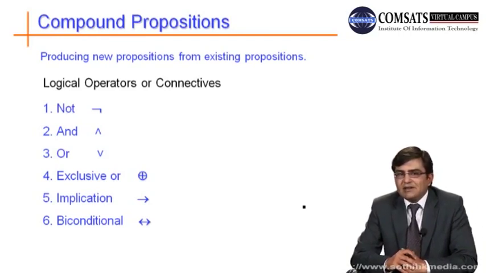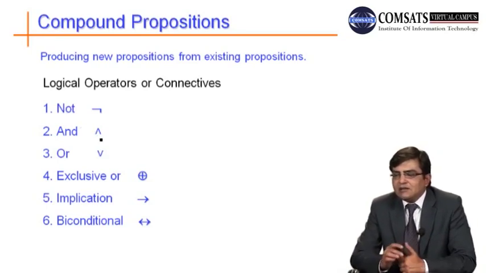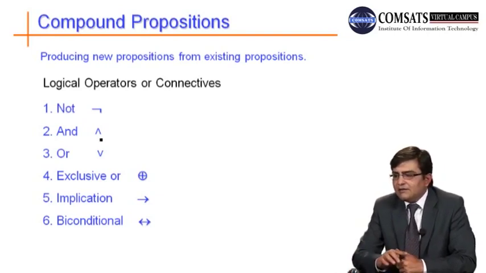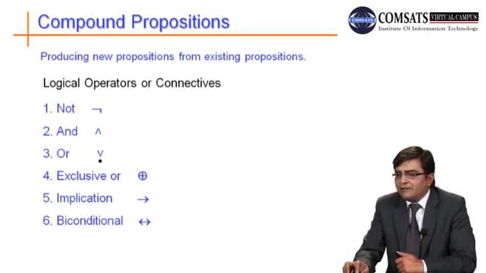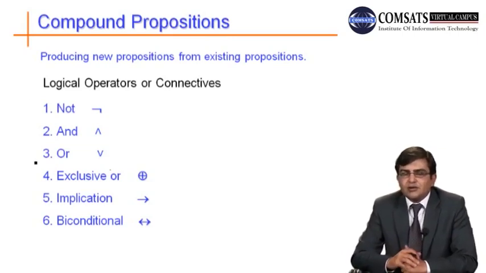The second operator is and, and it is written as the symbol given on the second number. The third operator is or, and the symbol for the or is given here. The fourth operator is exclusive or, and then implication, and then biconditional. These are the operators we will use in logic to construct new propositions by using some existing propositions.